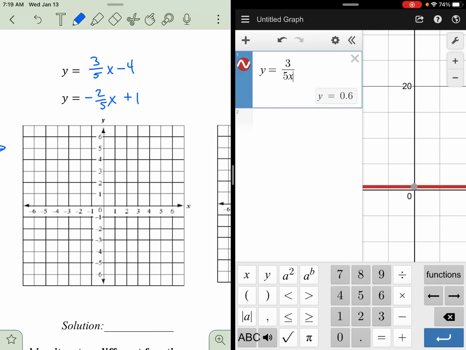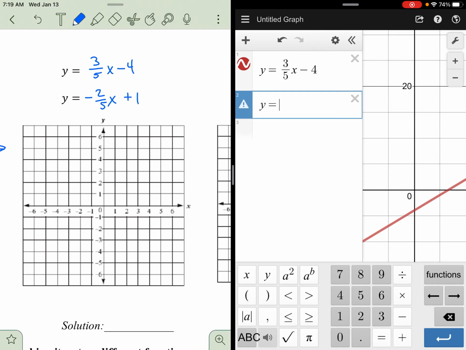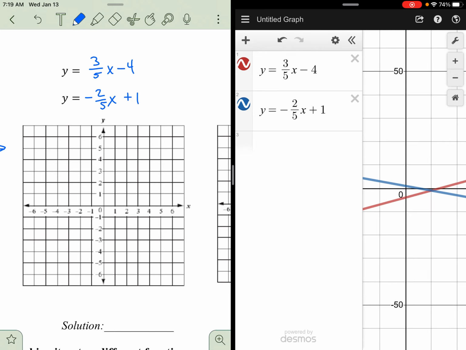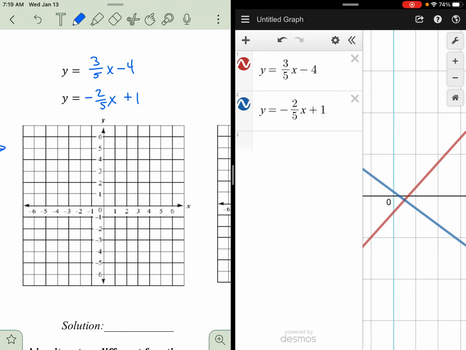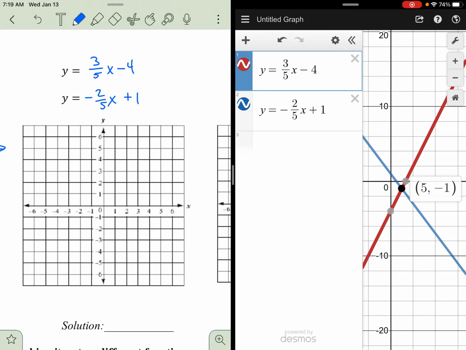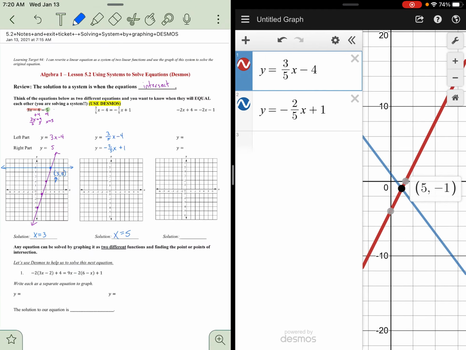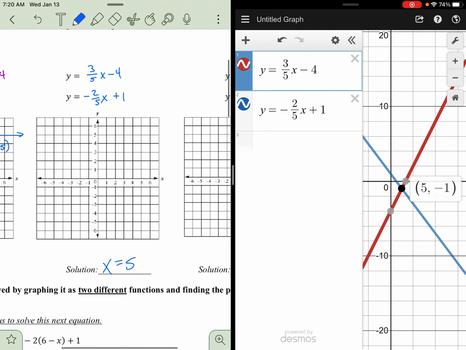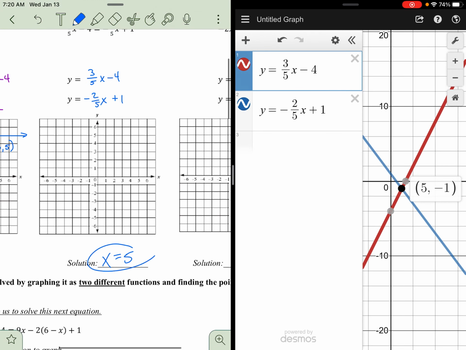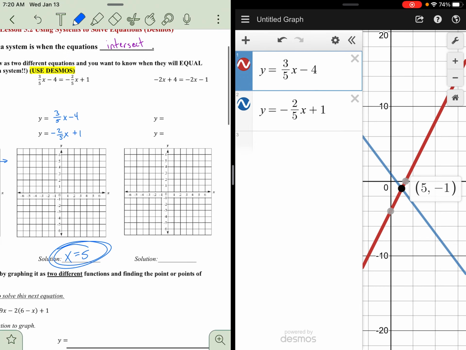Okay, so y equals 3 over 5 x minus 4. And y equals negative 2 over 5 x plus 1. Okay, there you go. Now you can see my graph, and where it intersects, which is right here. That point would be where x is 5. So you don't necessarily have to graph it here even to show where the solution is.